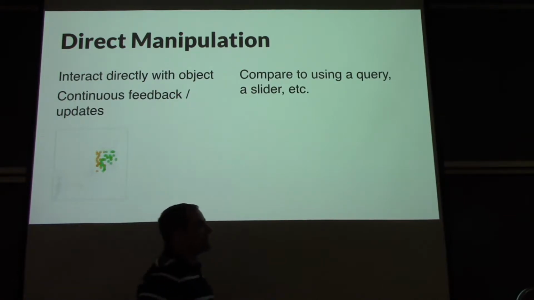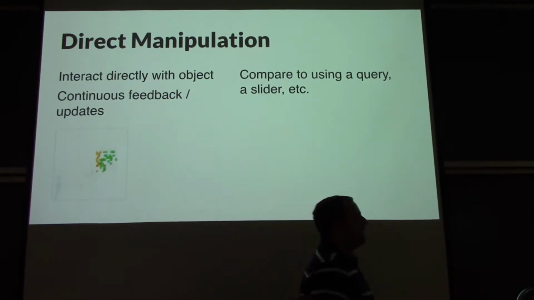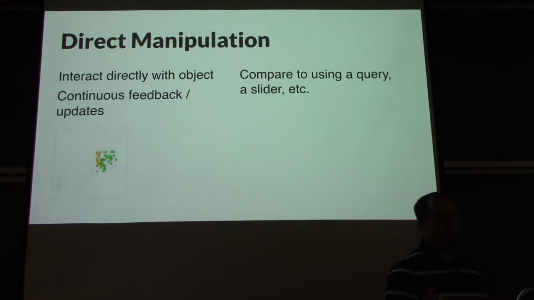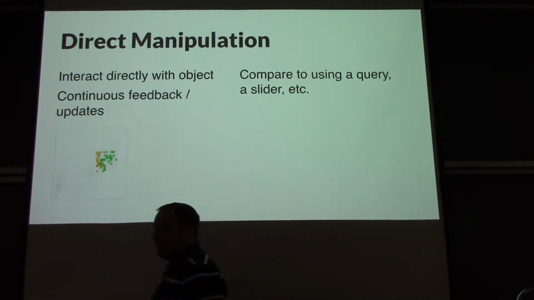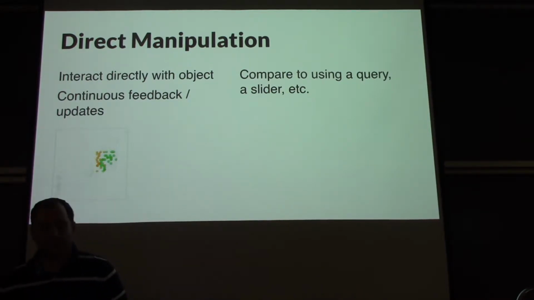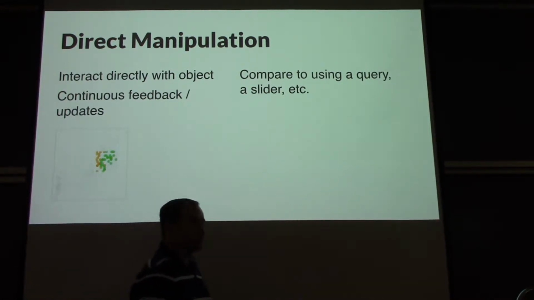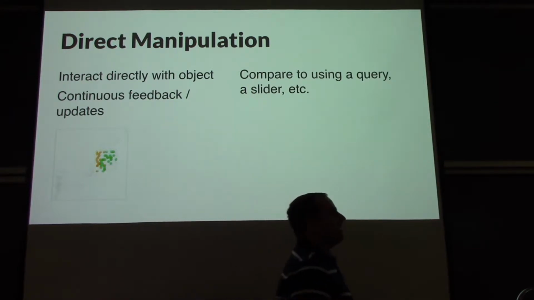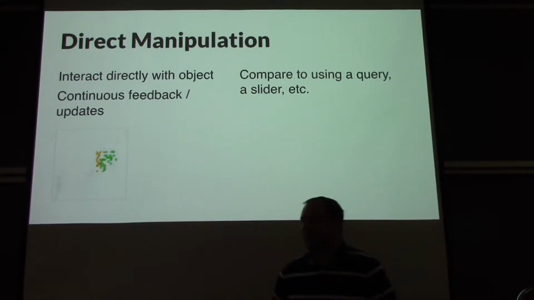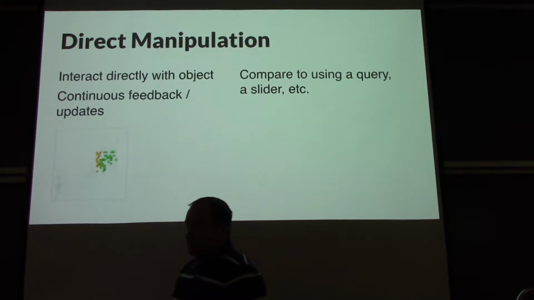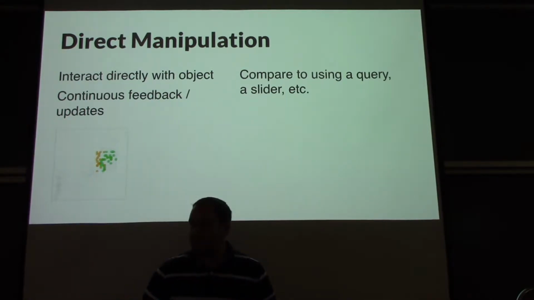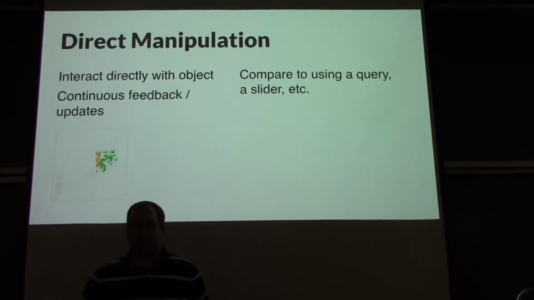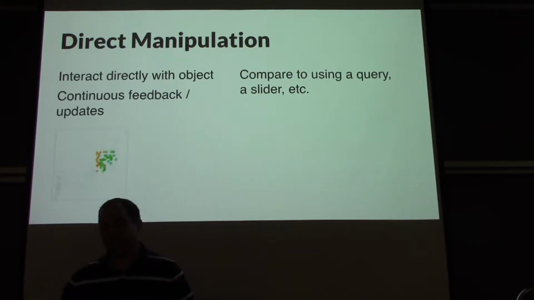So he also mentioned this concept of direct manipulation, and we use this same idea. This is a broad human-computer interaction idea, but we use it a lot in visualization too. Direct manipulation is a really important visualization and user interface concept, and it has been shown to be a very effective way of interacting with data visualizations. So what is direct manipulation? It's really about interacting directly with an object and getting continuous feedback and updates. Compare that to using a query or using a slider somewhere else.